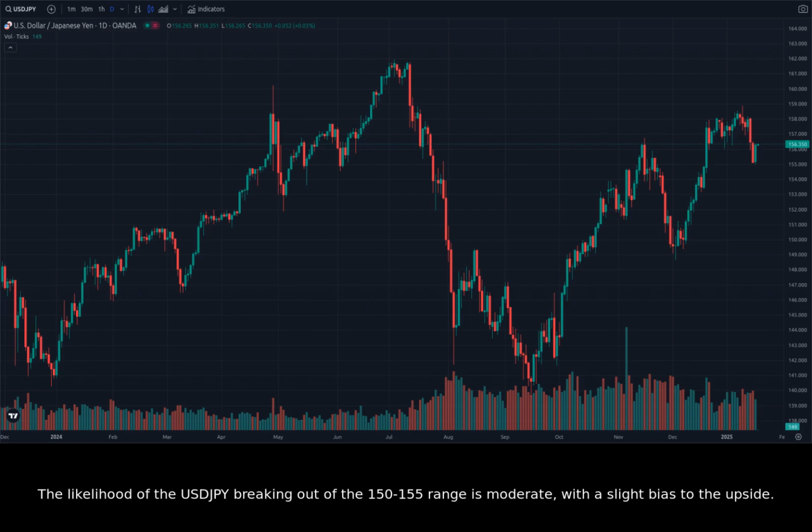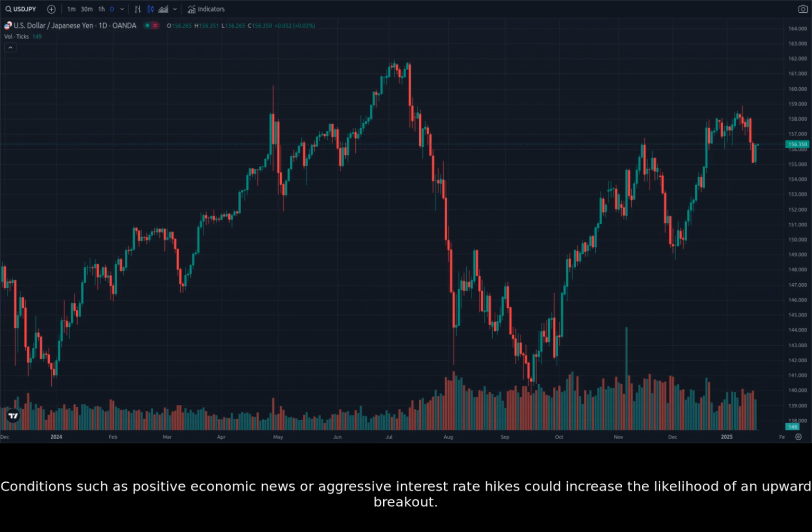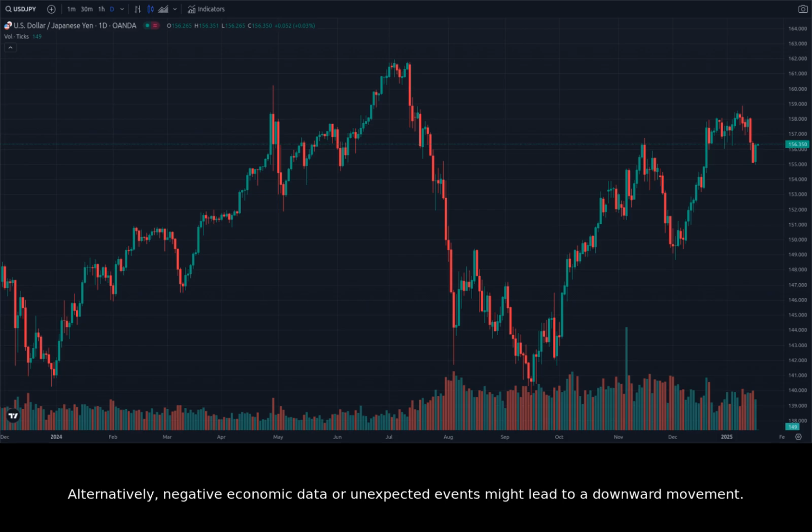The likelihood of the USDJPY breaking out of the 150 to 155 range is moderate, with a slight bias to the upside. Conditions such as positive economic news or aggressive interest rate hikes could increase the likelihood of an upward breakout. Alternatively, negative economic data or unexpected events might lead to a downward movement. Be on the lookout for signs of breaking out of consolidation periods.